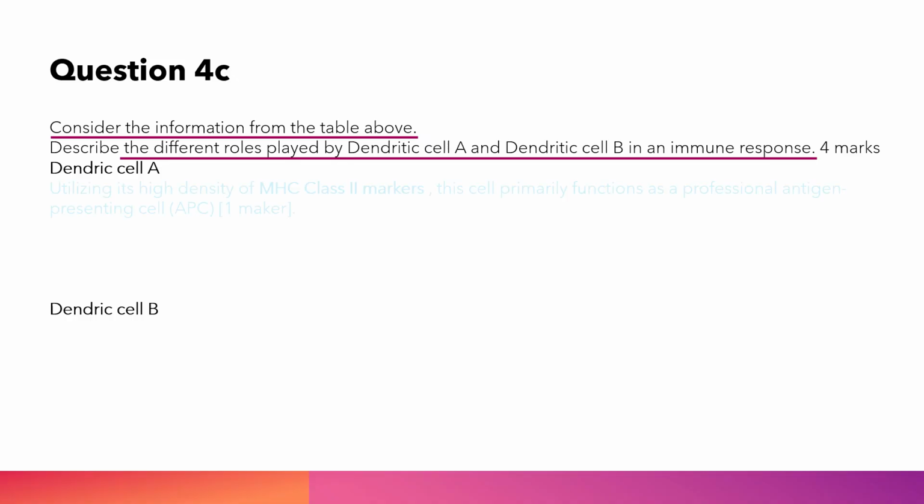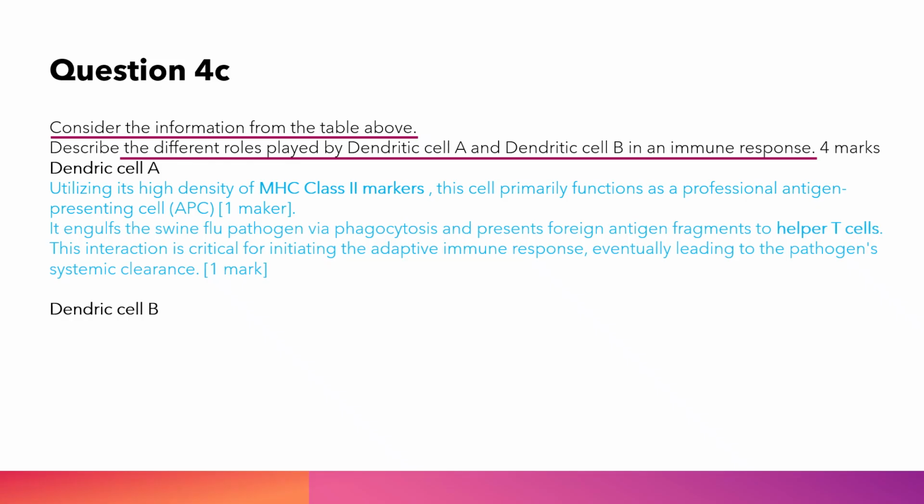Dendritic cell A, the antigen presenter: utilizing its high density of MHC Class II markers, this cell primarily functions as a professional antigen-presenting cell, APC. It engulfs the swine flu pathogen via phagocytosis and presents foreign antigen fragments to helper T cells. This interaction is critical for initiating the adaptive immune response, eventually leading to the pathogen's systemic clearance.